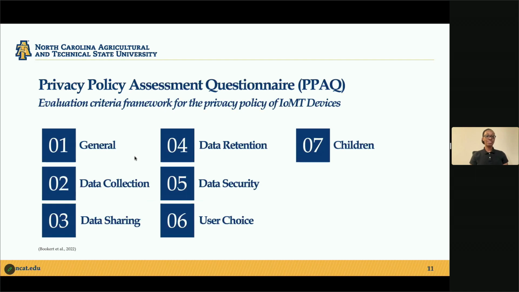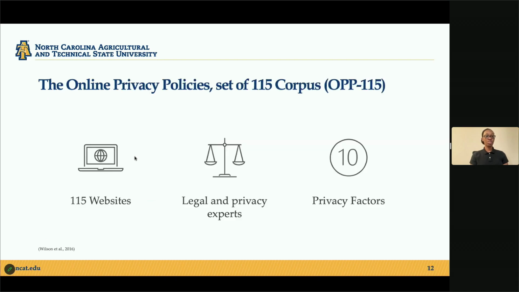It contains 7 categories that were derived from IoMT-related data protection laws and regulations. And for our dataset, we selected the Online Privacy Policy Set of 115 corpus, or OPP-115, to build our model because it contained labeled privacy policies that were annotated by legal and privacy experts.